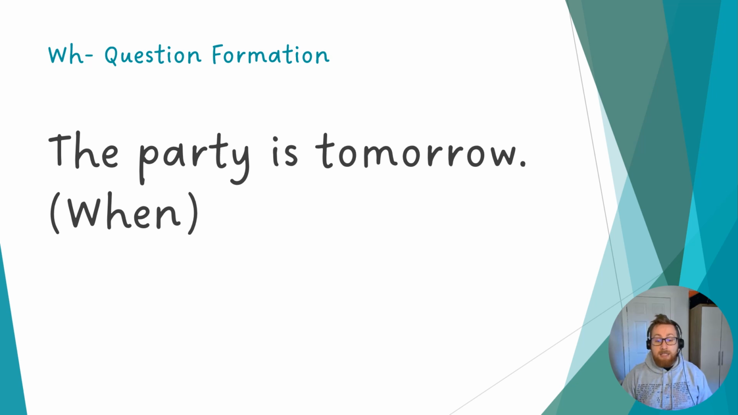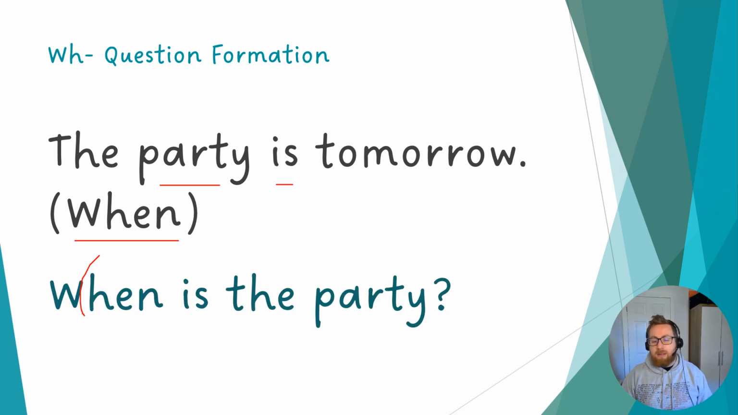The party is tomorrow. How can we use when? We know it'll go first. We have the verb to be. We have the subject. When is the party? And we can swap the places. When is the party?